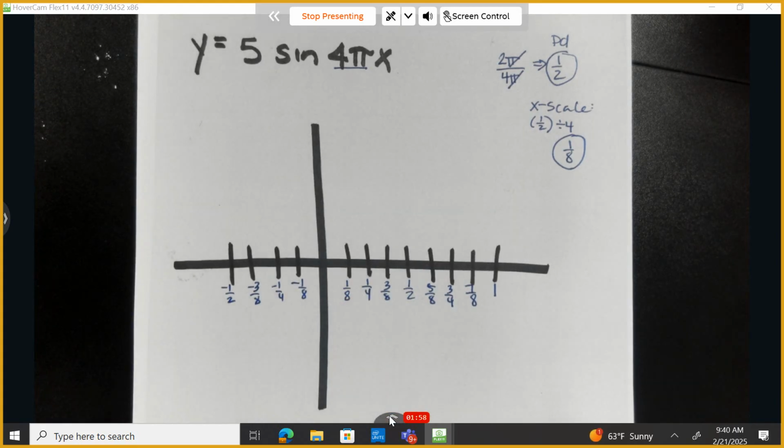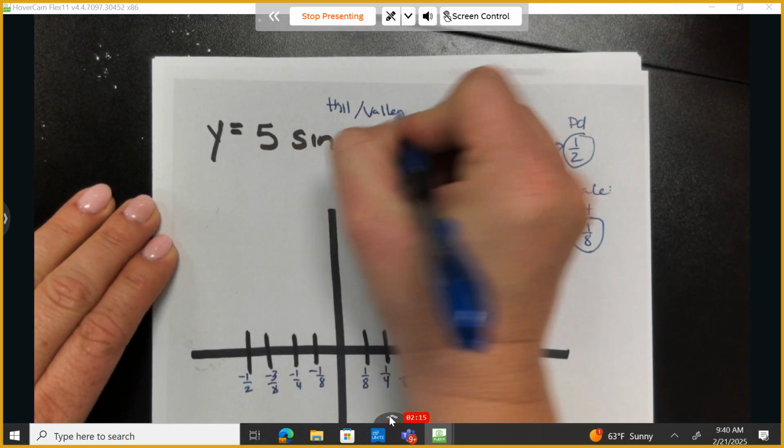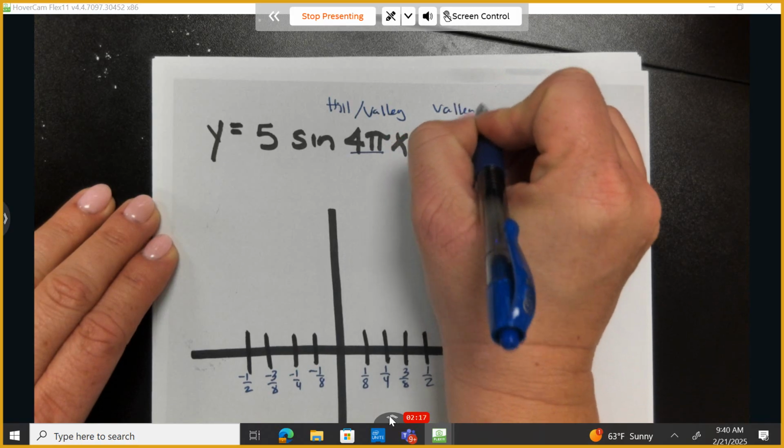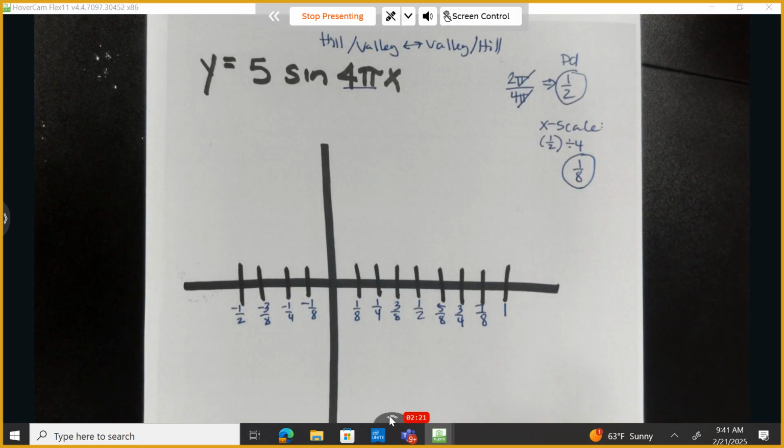So step 1, I need to identify the period. Step 2, the x scale. Step 3, I'm going to label these. Now with the sine, turn to your partner. If we think of this as land formations, what are my 2 options? It's either going to be hill, valley, or valley, hill. That's the shape that we're going to make. It's one of these 2 options whenever you're working with the sine.